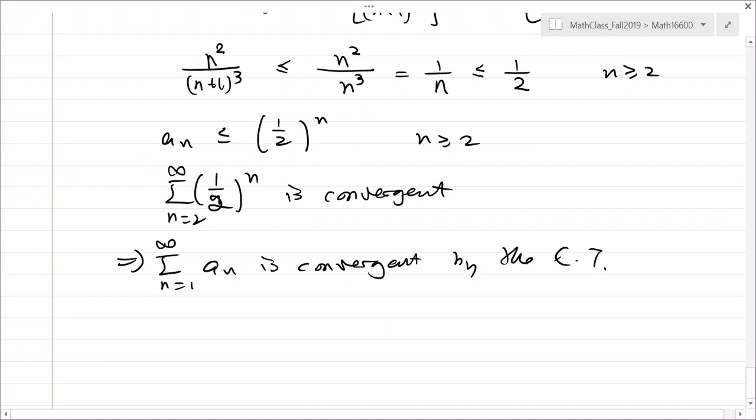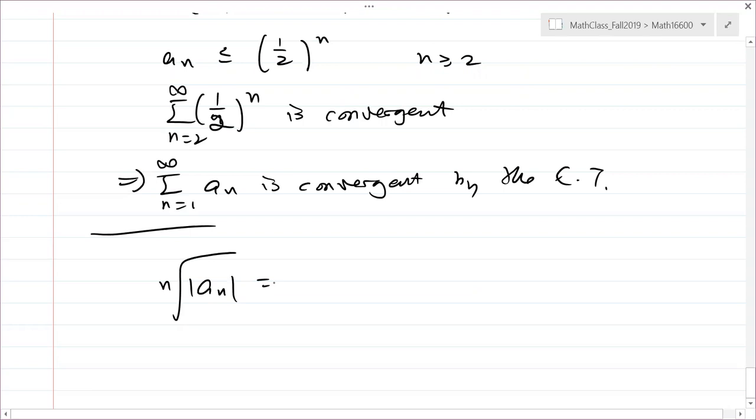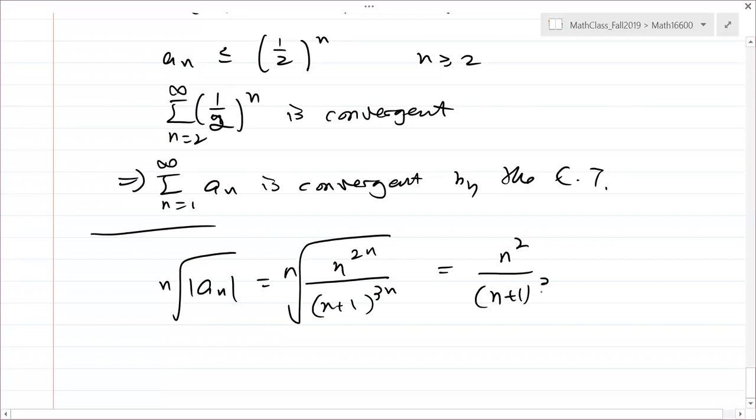So if you see some number to the nth power, then you should try to use the root test. If you use the root test, it's going to be n to the 2n over (n plus 1) to the 3n, so you end up with n squared over (n plus 1) cubed. And clearly this approaches 0, I don't need to waste too much time showing you. This approaches 0 as n approaches infinity, and 0 is less than 1.